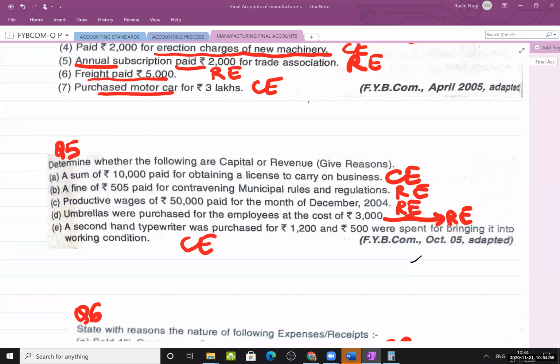Then productive wages paid, recurring in nature. Every month you pay, right? So it is revenue expenditure. Umbrellas were purchased for the employees at the cost of rupees 3,000. Revenue expenditure. Giving away umbrellas, uniform, Diwali sweets, these are all recurring business activity.